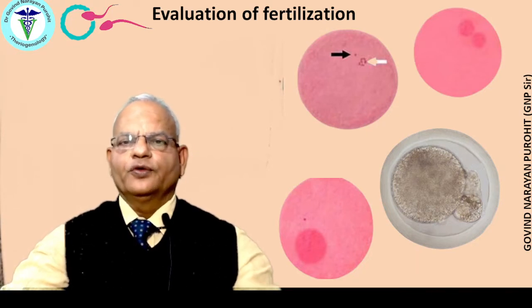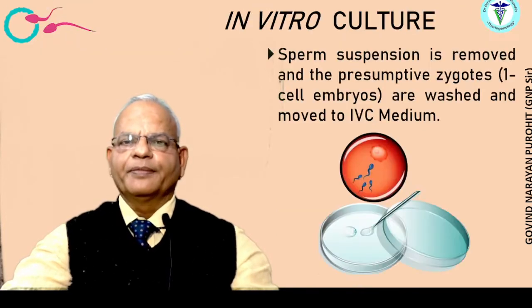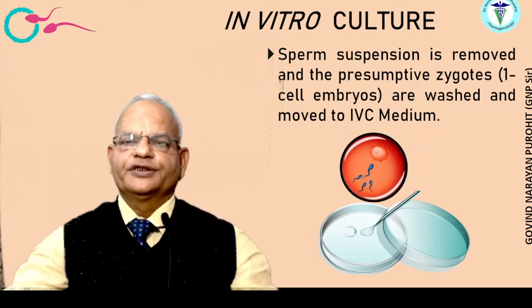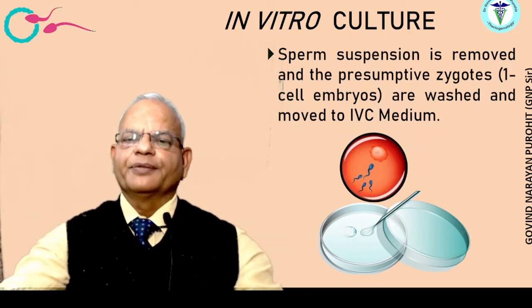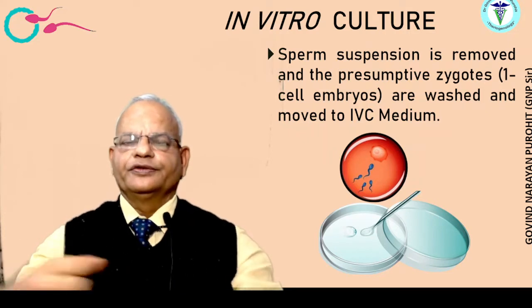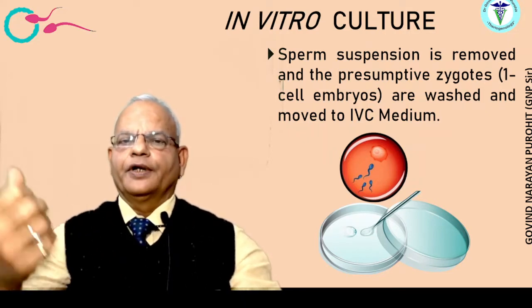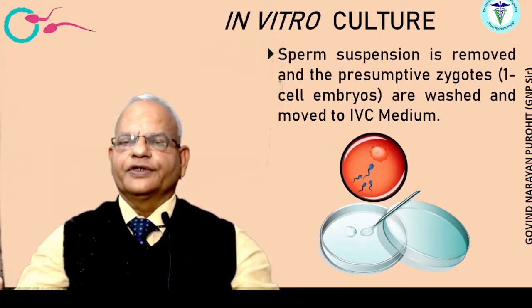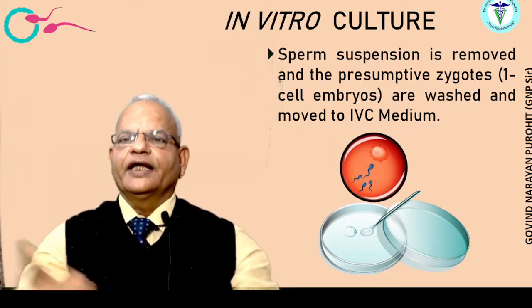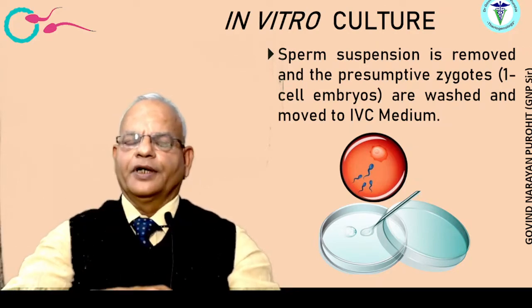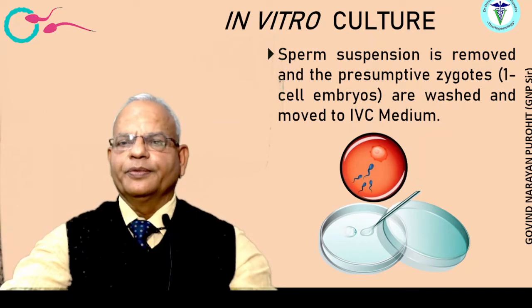Otherwise, if you don't want to evaluate the fertilization, then what can be done? Sperm suspension is removed and the presumptive zygotes are washed and moved to the in vitro culture medium. The in vitro culture medium varies from species to species, and you just take out the sperm suspension, add the culture medium, and again take out the medium, add fresh medium, and then again add paraffin oil over it and cover it with a lid and place them in the CO2 incubator.